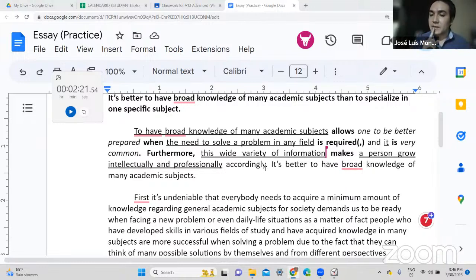But here, I would say that there's one thing that is missing. To use accordingly, you need at least two groups of objects. And these two groups of objects have to mention their characteristics separately. And when they are separated, if you set accordingly at the end, you are saying that the first object that you mentioned goes with the first characteristic that you mentioned, and the second object goes with the second characteristic that you mentioned.